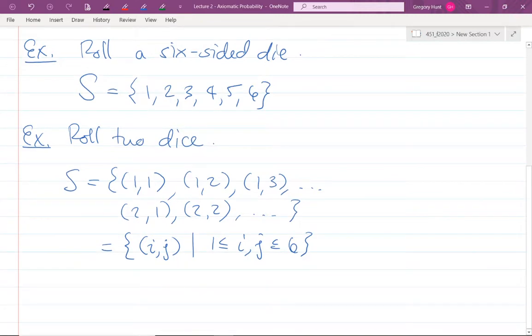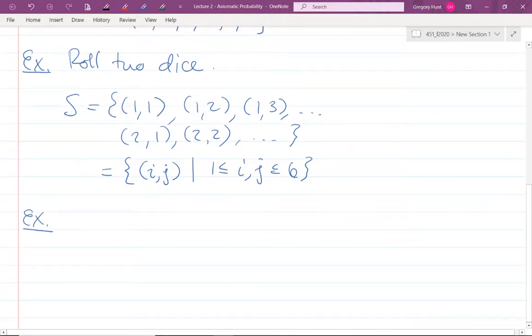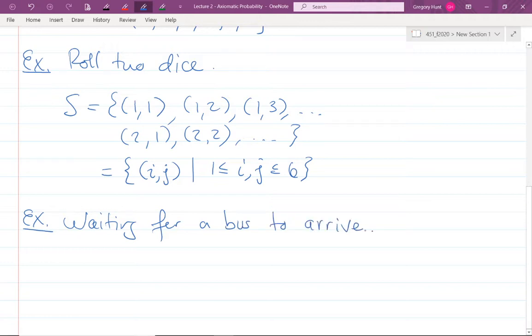So here are some examples of discrete sample spaces, where the outcome of my experiment can take on one of a finite number or discrete number of outcomes. But I can also have what we call continuous, where an outcome from the experiment can range in some continuum of values. So for example, my experiment might be waiting for a bus to arrive, and my sample space might contain the amount of time you have to wait for the bus to arrive.